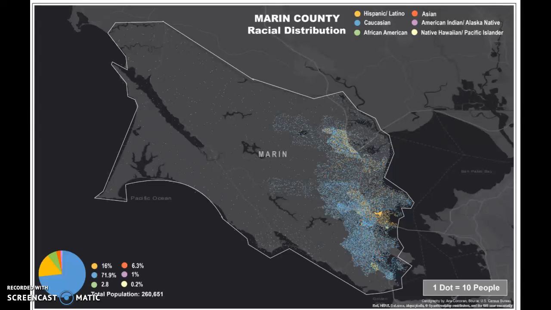Hi guys, my name is Anna, and I'm going to walk you through the maps I made for my final project. The purpose of my project was to explore and examine some inequality in California.